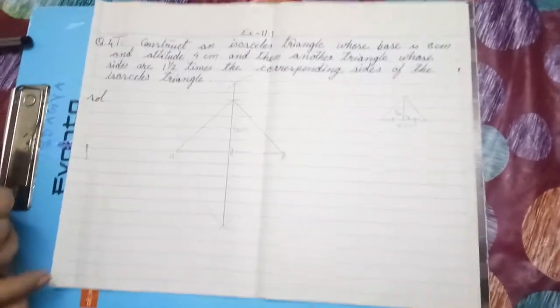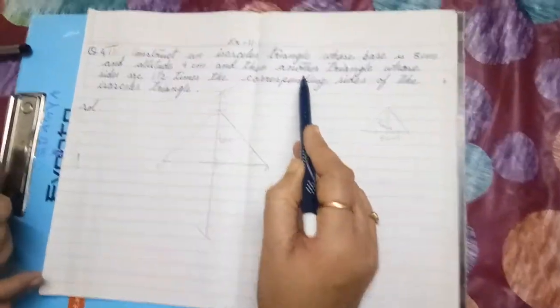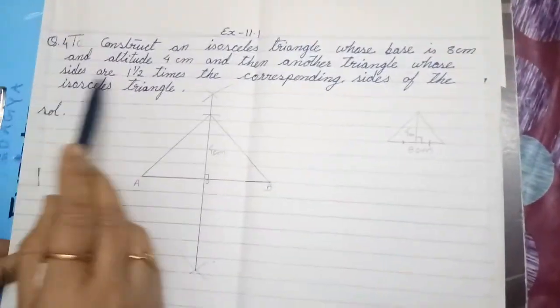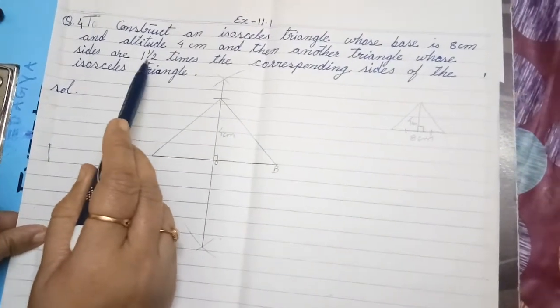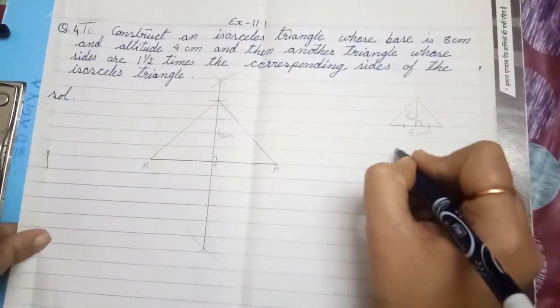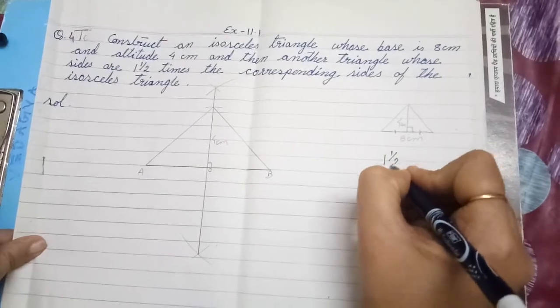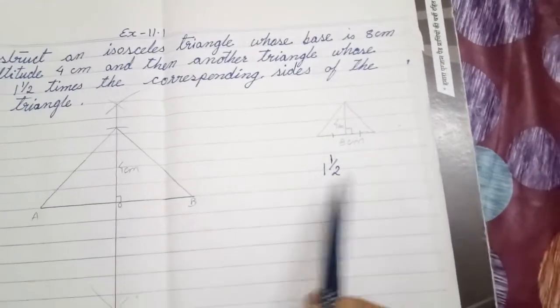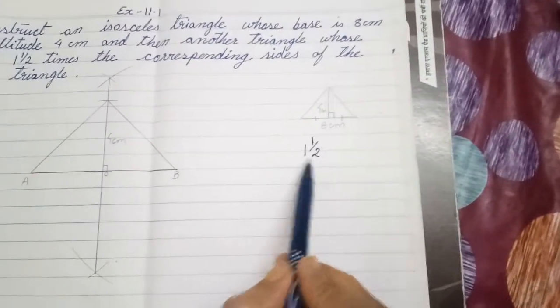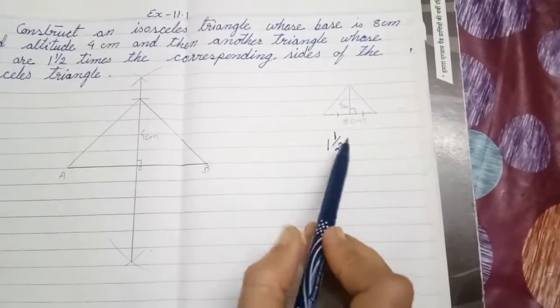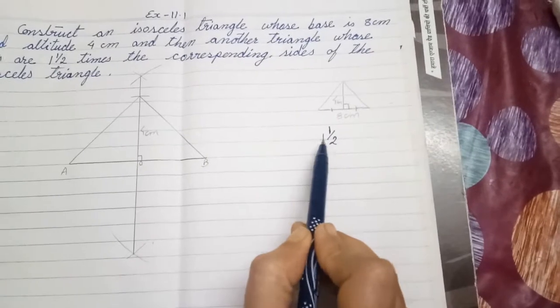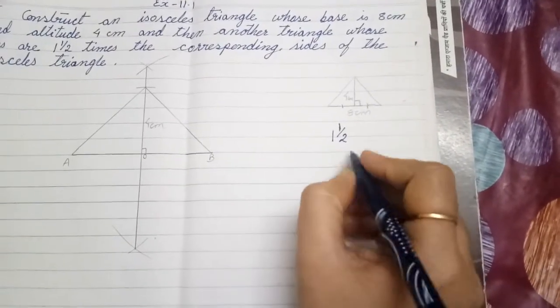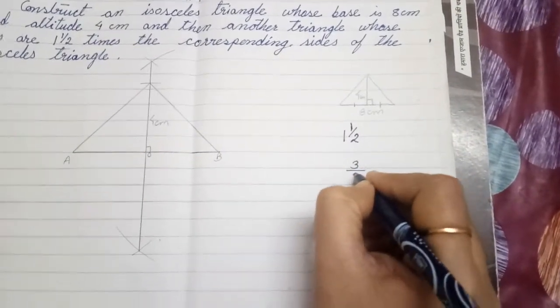Now what do I have to do? I have to construct another triangle whose sides are 1.5 times. Now here you should remember, 1.5 times is our scale factor. Here they have given the scale factor as a mixed fraction, so we will convert it into an improper fraction. So 2 ones are 2, 2 plus 1, it will become 3 upon 2, an improper fraction.